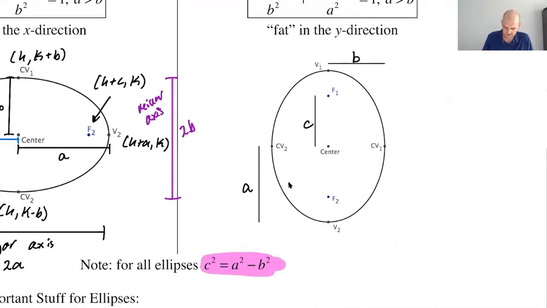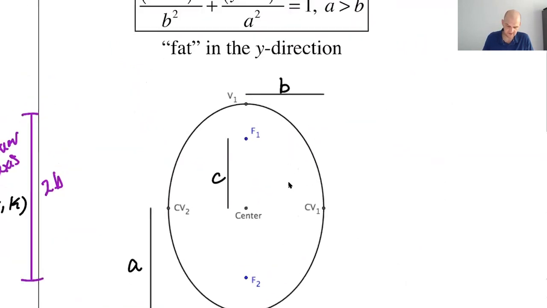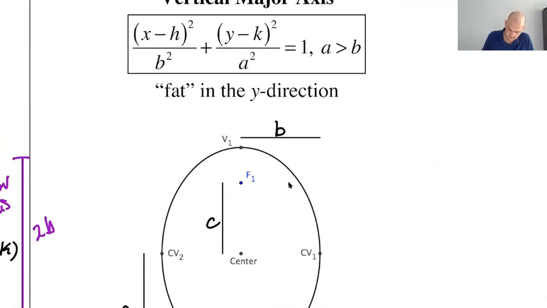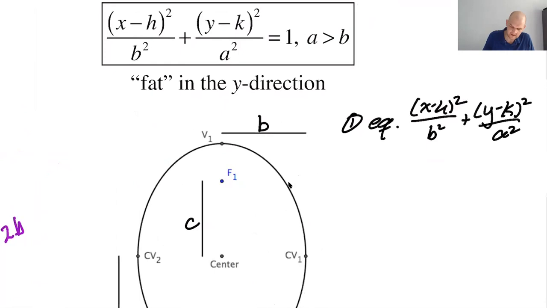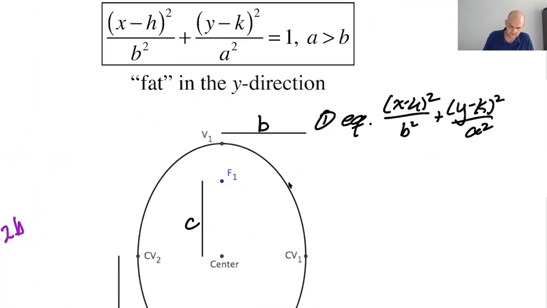And again, c squared equals a squared minus b squared. So in this case, we have a bunch of information, right? We have our equation, which would be (x minus h) squared over b squared plus... So there's a plus in the equation. And then when you're finding c, there's a minus. So that kind of thing is going to be important because you're looking for patterns. So this equals 1. You got your center is at (h, k).